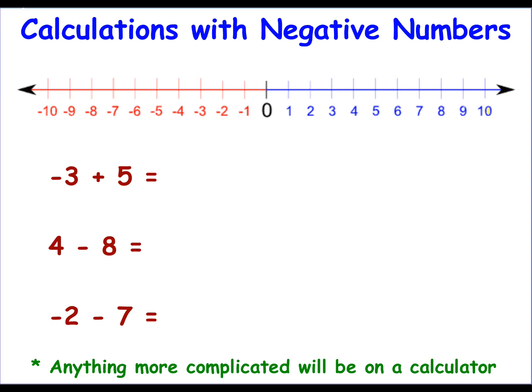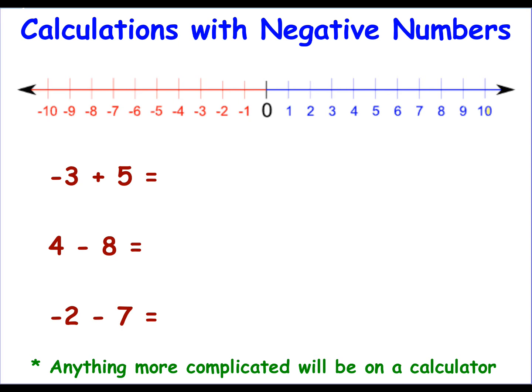Sometimes you can get addition and subtraction questions that involve negative numbers. The best way to deal with these is on the number line. So start with the first number by plotting it on your number line and then decide which direction you're going to go on the number line.